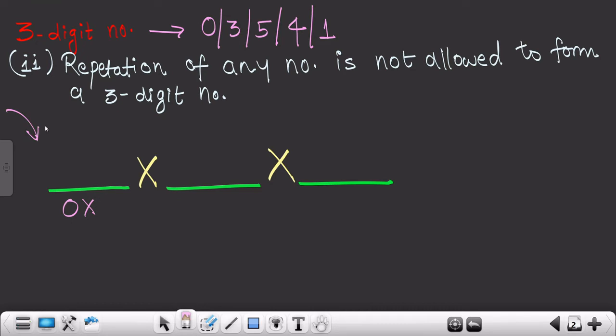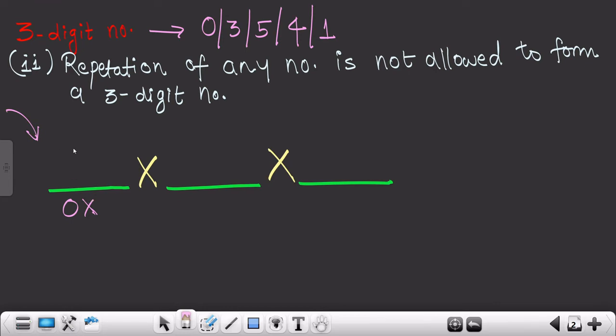So the most important thing which you should remember as far as permutation and combination is concerned is to give importance to the condition. According to the condition, 0 cannot come in the hundreds place, so the first condition is getting filled. And the second condition is that repetition of any number is not allowed, right?